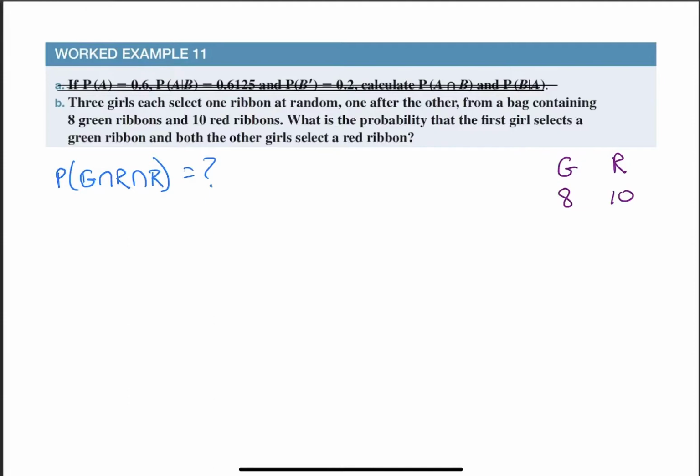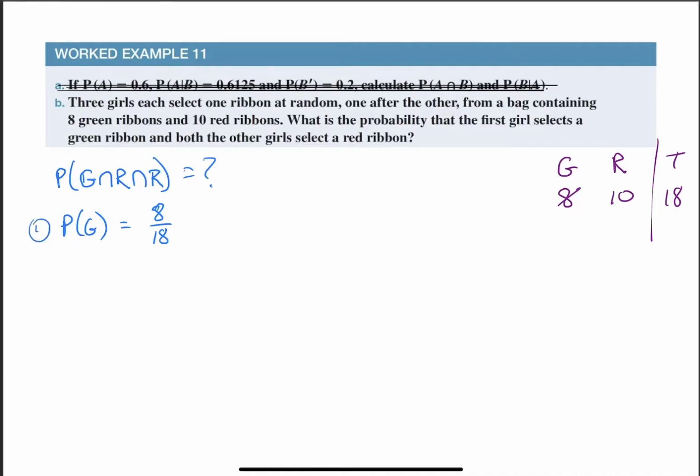When you do this, we're going to say the probability on the first go of having a green is going to be 8 out of a total of 18. So on my first draw, I'm going to have a total of 18 ribbons, and the chance of getting a green is just 8 out of 18. Right, that was the first draw.